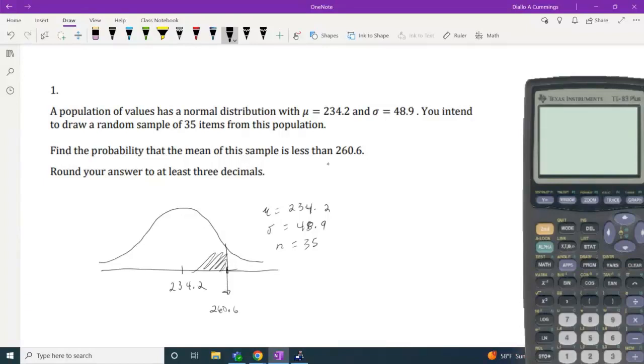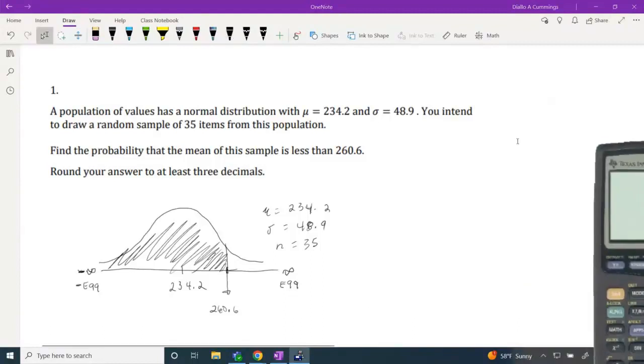And what we're asked to find is the area below 260.6, right? So just remember, for our normal curve, to the extreme left, we have negative infinity, which we represent in the calculator as negative e to the 99th power. To the far right, we have positive infinity, which we represent by e to the positive 99th power. And so we're going to set this up using that normal CDF function.